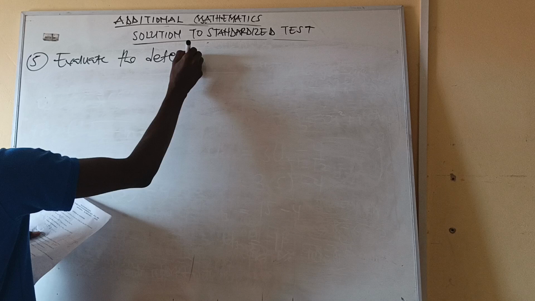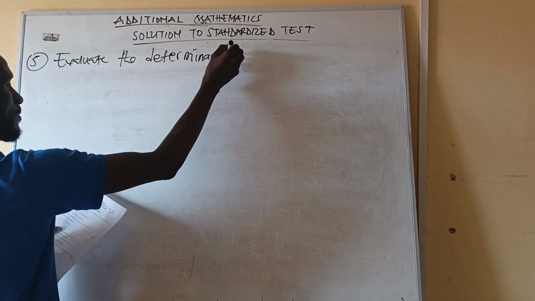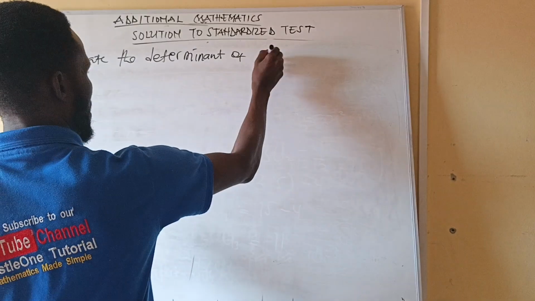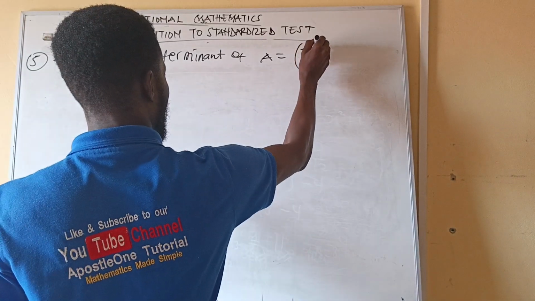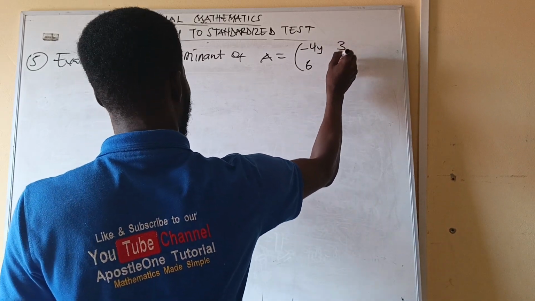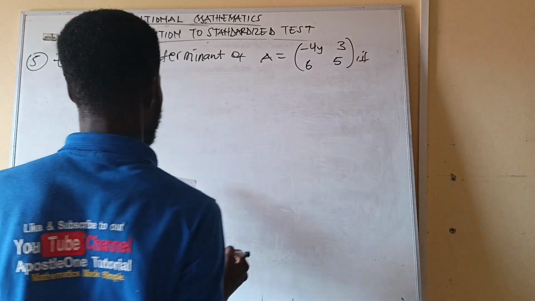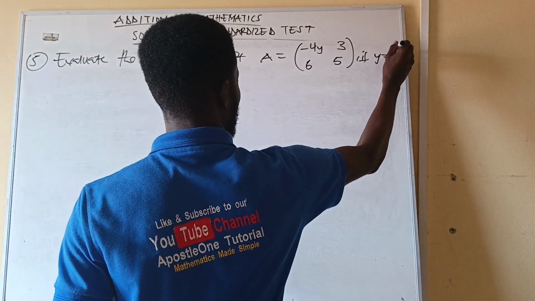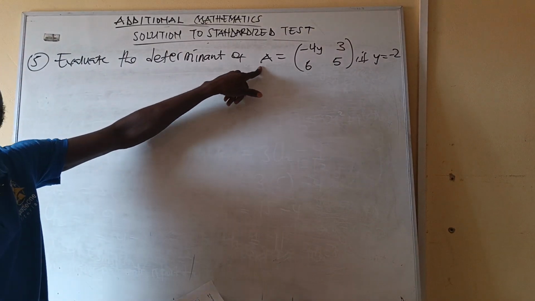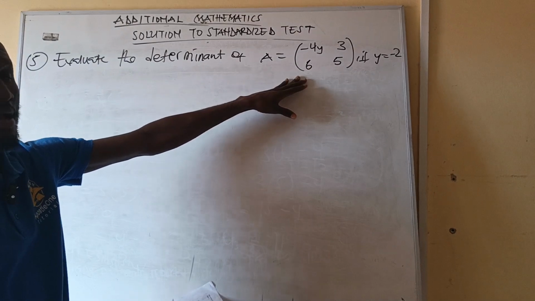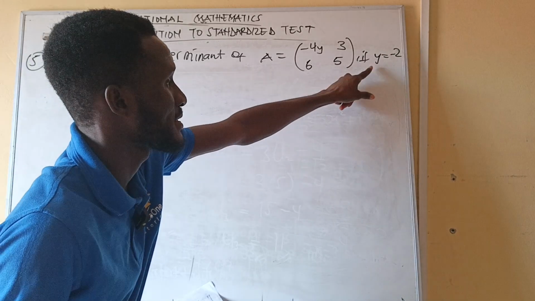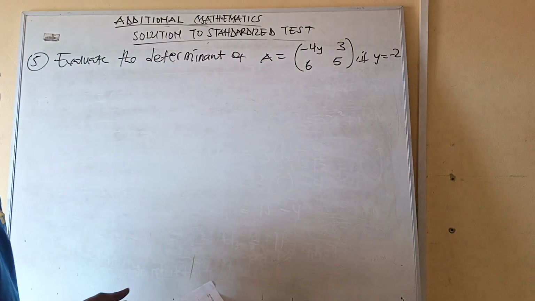the determinant of a matrix A, which is minus 4y 3, 6, 5, if y is equal to negative 2. Now, the question says we have to find the determinant of A. And the A is a matrix. This one is a 2 by 2 matrix. Now, the value for y is given as what? Negative 2.